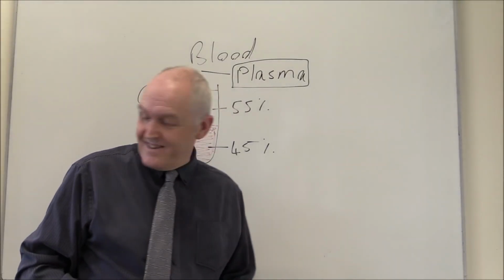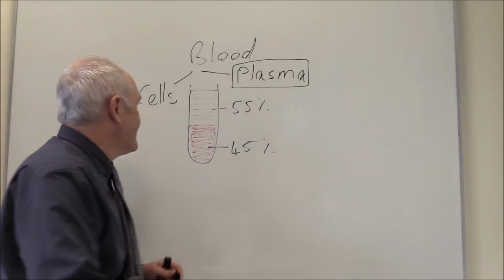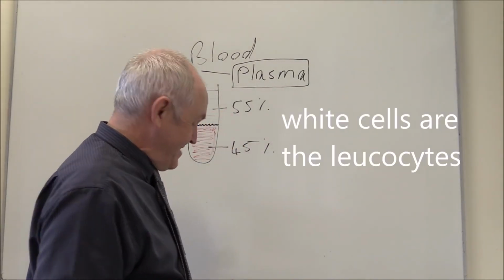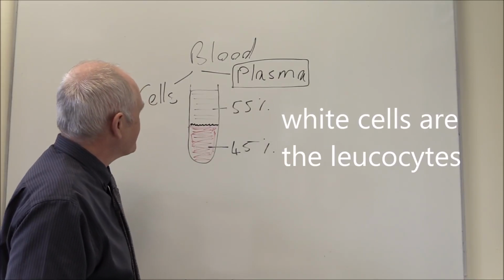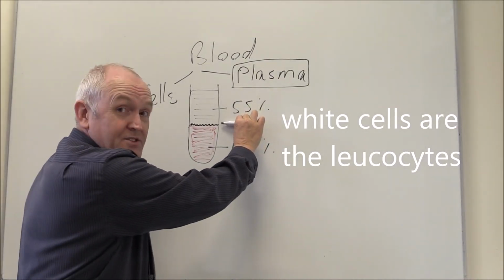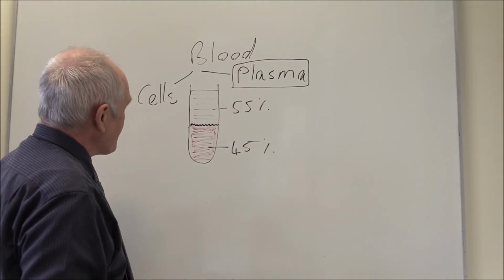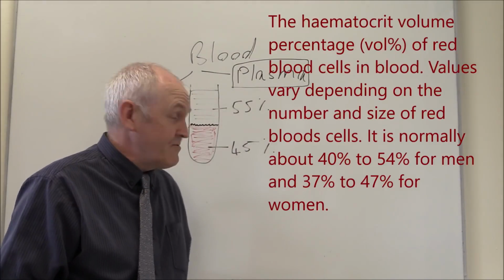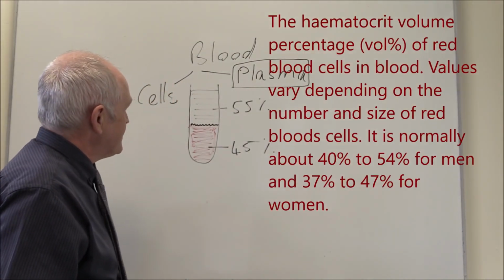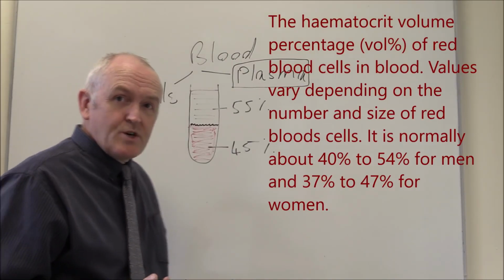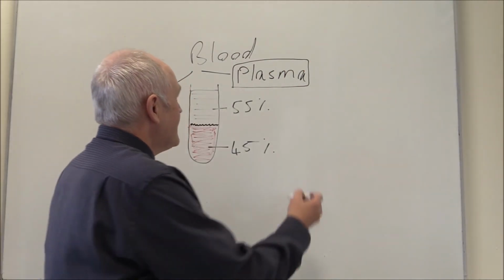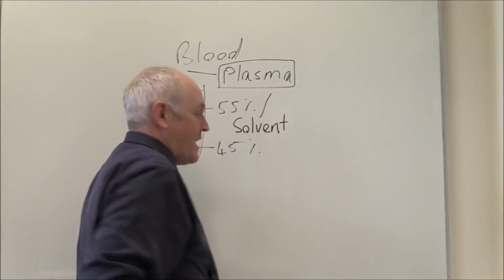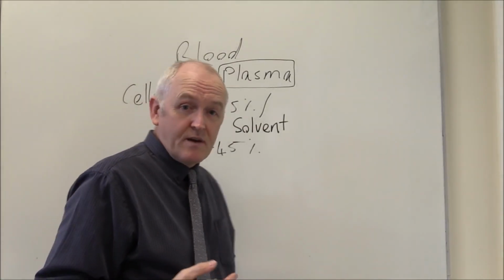But then if you look closely, you can often see that there's a very small strip of white cells in between the two layers. And these are 1% or less of the volume. The amount of blood that is red cells, we term that the hematocrit, the proportion of the blood that is red cells. But today we want to look particularly at the plasma. And the plasma contains a solvent. And in plasma, of course, the solvent is going to be water.